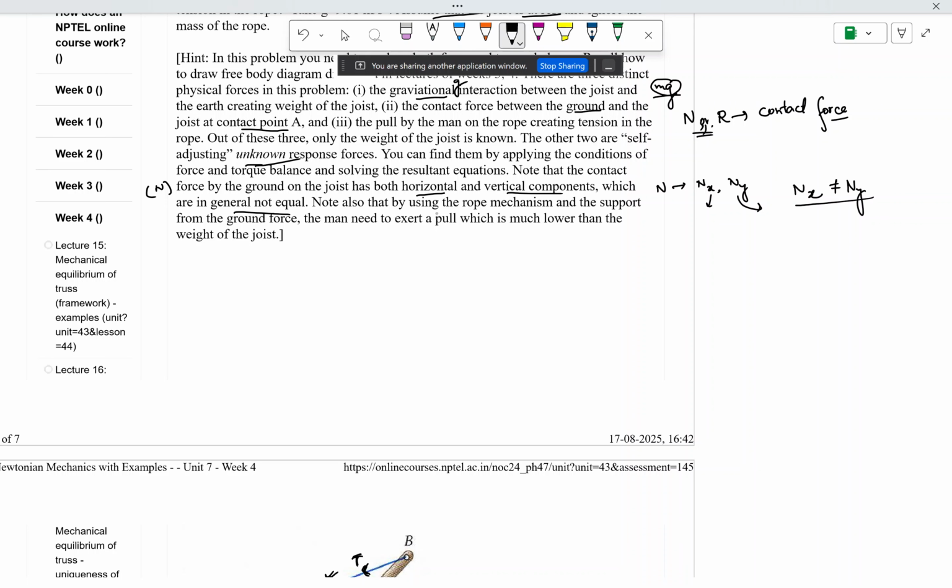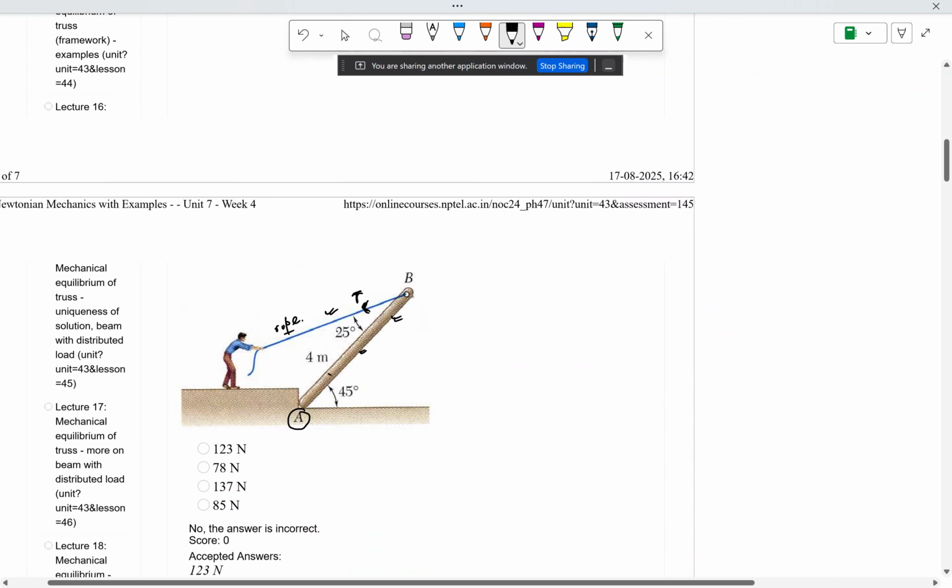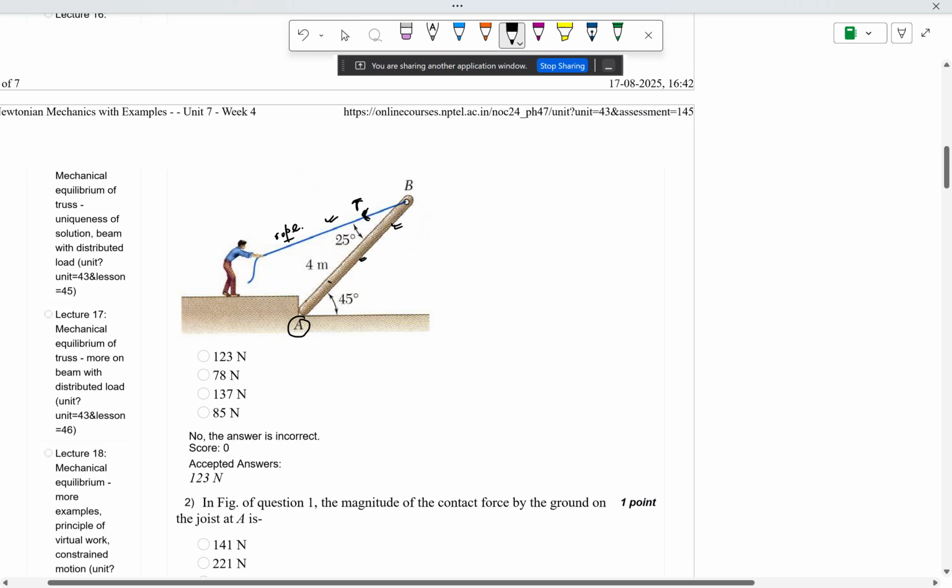Note also that by using the rope mechanism and support from the ground force, a man needs to exert a pull which is much lower than the weight of the joist. Once this information and hint are given, we will start working out our problem based on this diagram, which will help you figure out how to consider your torque balance and force balance conditions for the entire problem. Now let us remember the diagram: basically the rod and this rope. There is a tension T, this angle is 25, this angle is 45, and this is 4 meter.